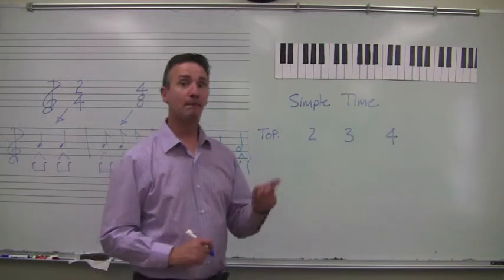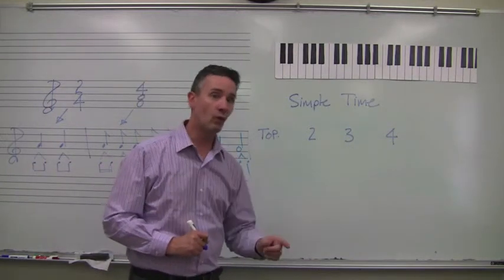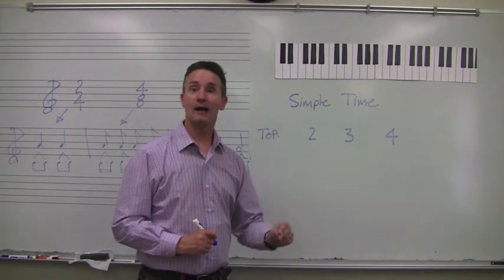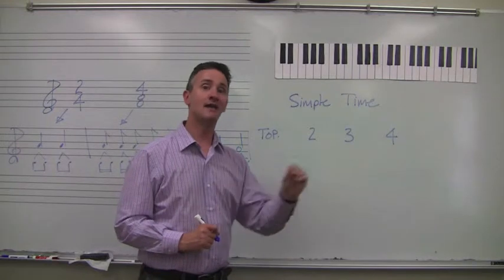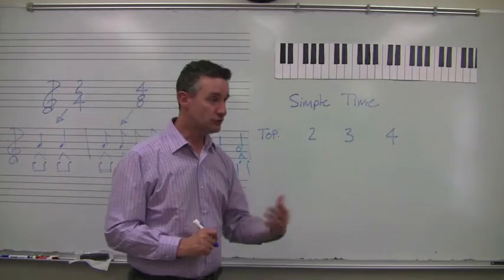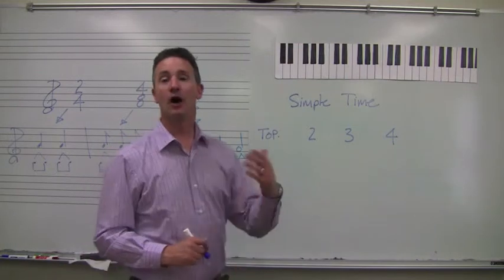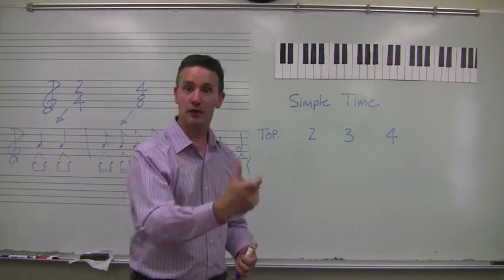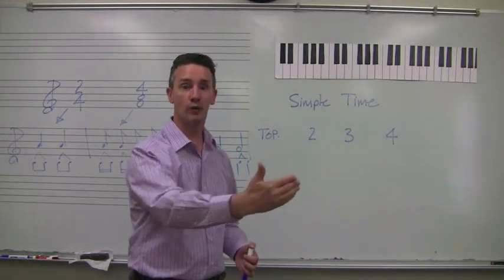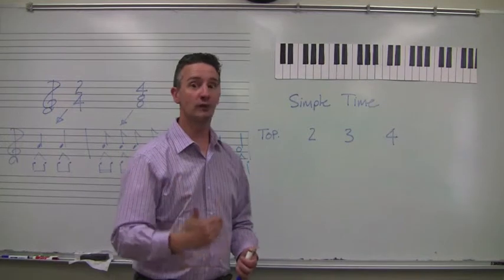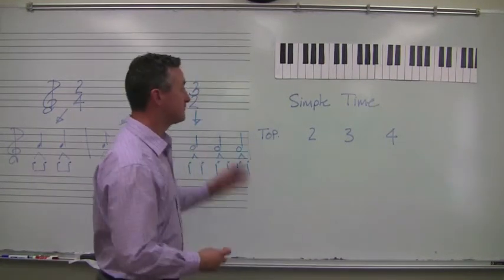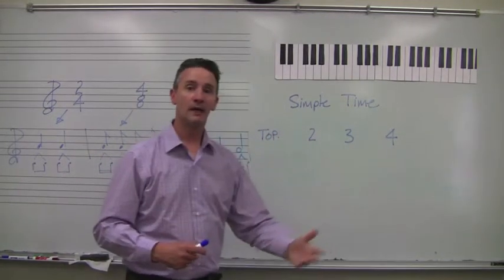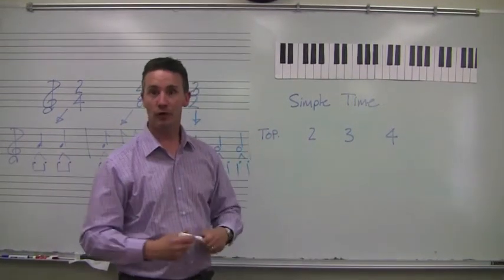Now, remember, the bottom number of a time signature is always a designation of note value. You cannot have a number on the bottom that does not relate to a note value. And those note values, as we looked at in the last video, are designated by number. So a 1 equals a whole note, a 2 equals a half note, a 4 equals a quarter note. So simple time signatures are going to be a combination of 2, 3, or 4 on the top and a designation for a note value on the bottom.